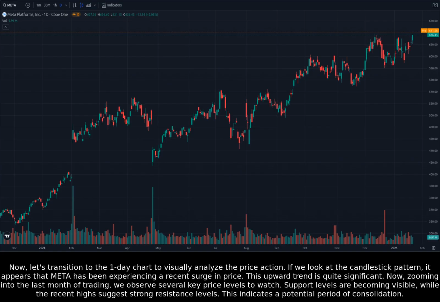Now, let's transition to the one-day chart to visually analyze the price action. If we look at the candlestick pattern, it appears that Meta has been experiencing a recent surge in price. This upward trend is quite significant.